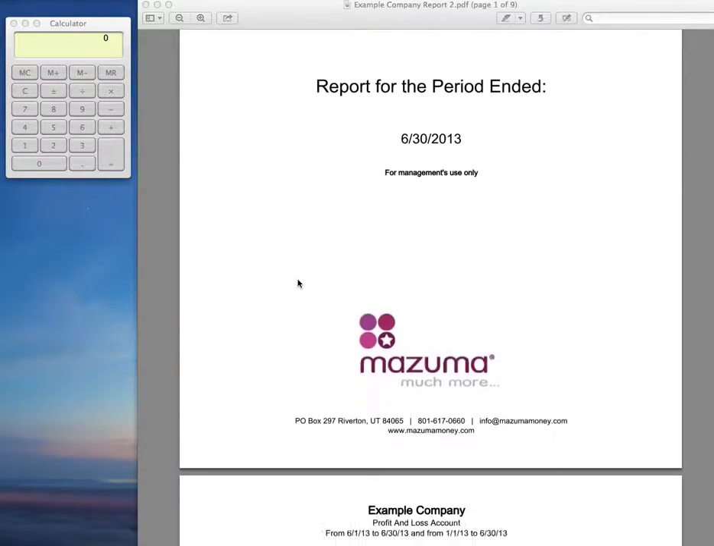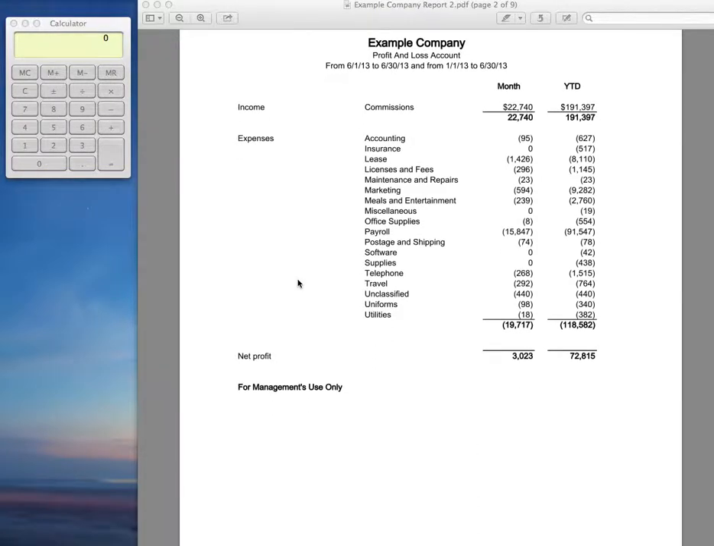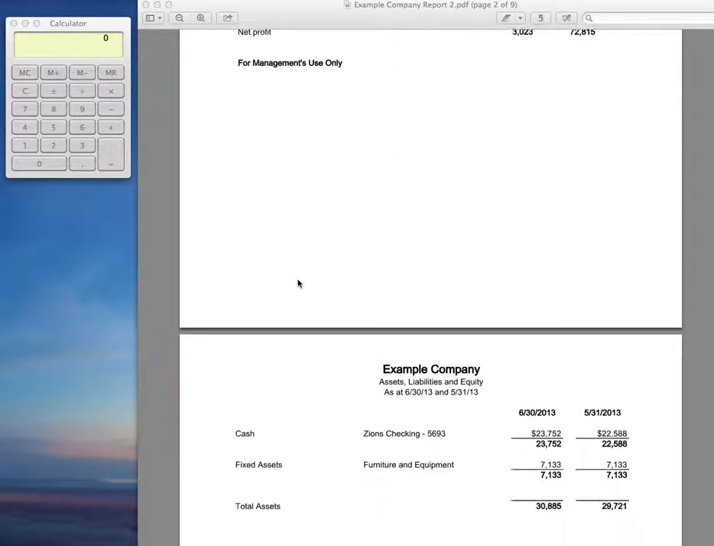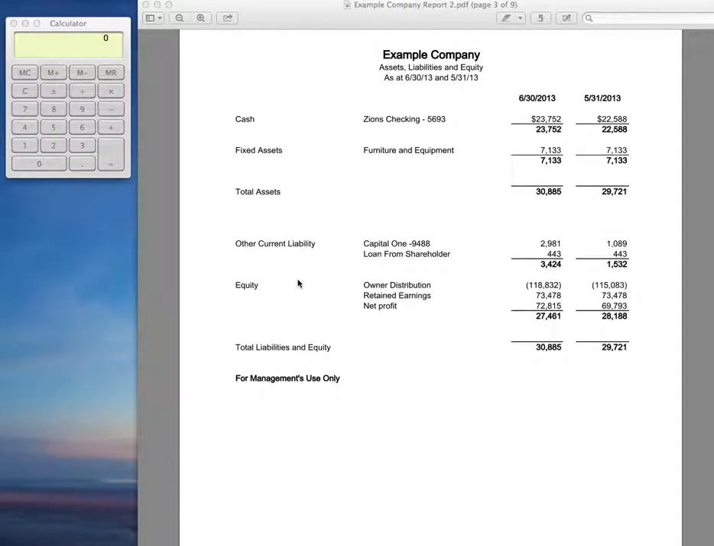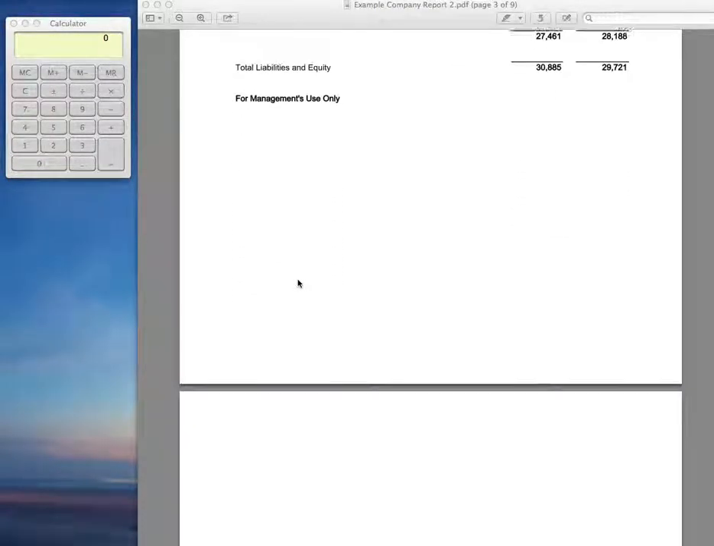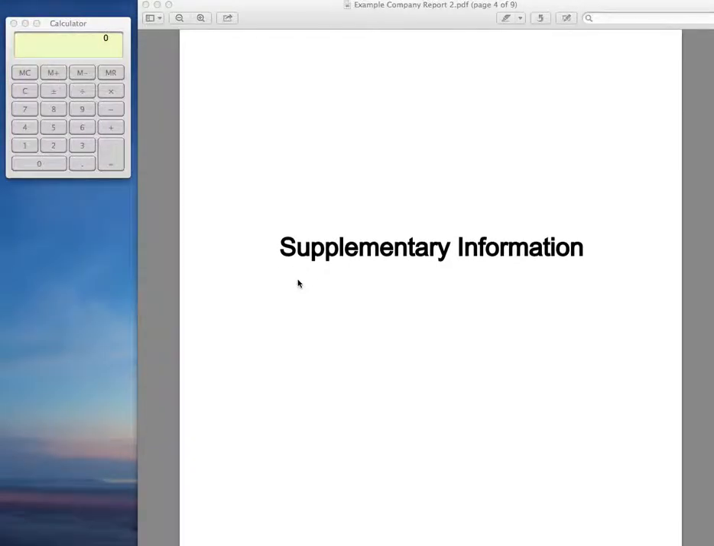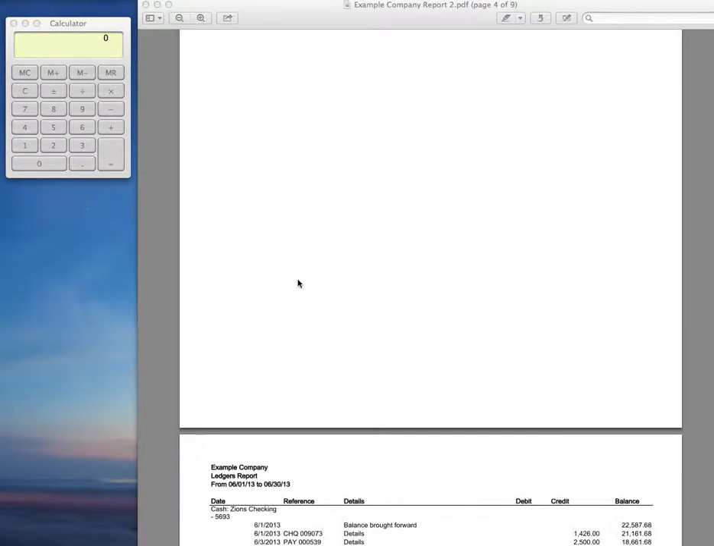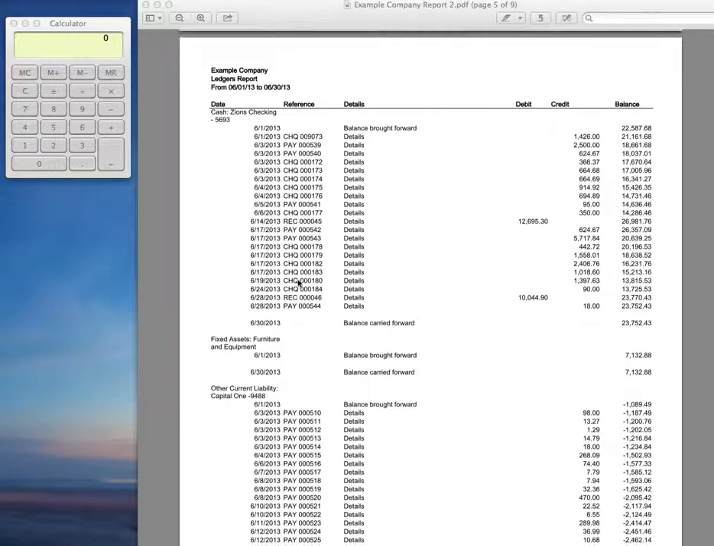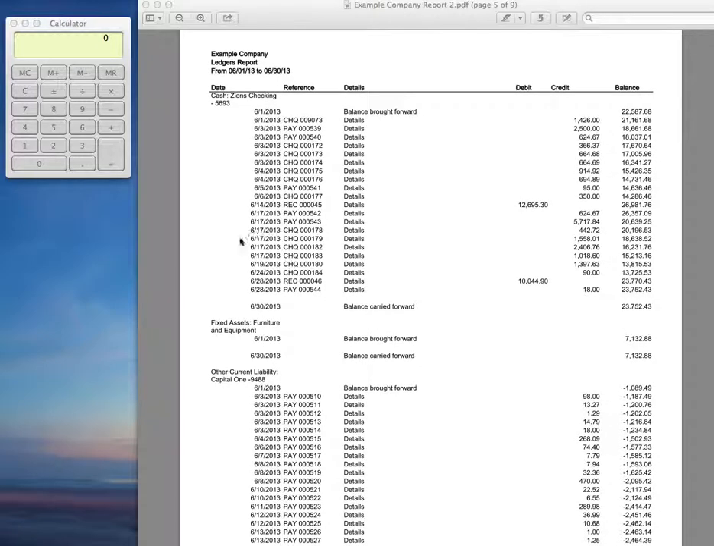We've gone over the profit and loss statement. We've gone over the balance sheet, or statement of assets, liabilities, and equity. And now we're going to move back to the supplementary information, where we can find all the detail in what we call the ledgers report.